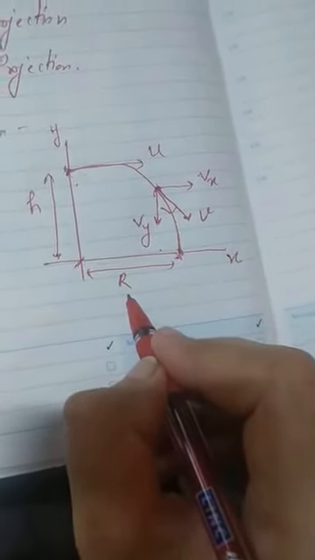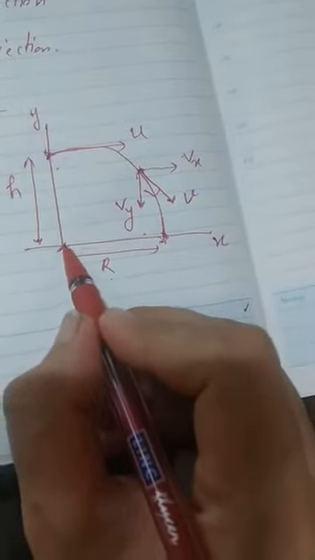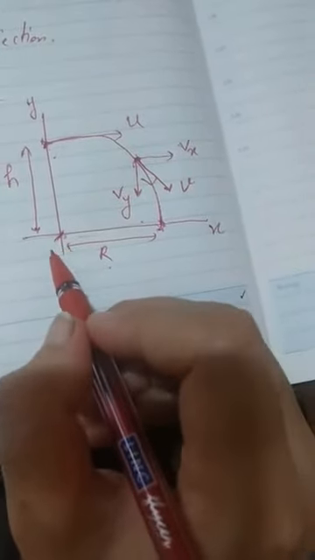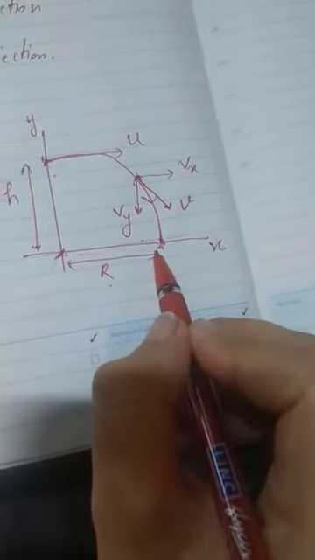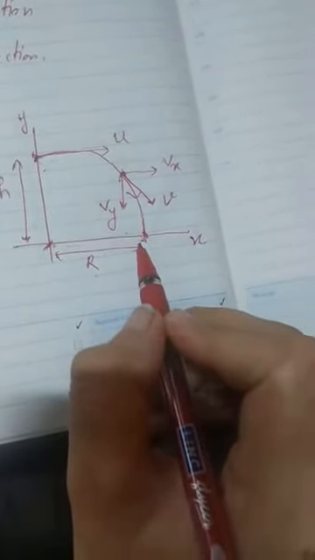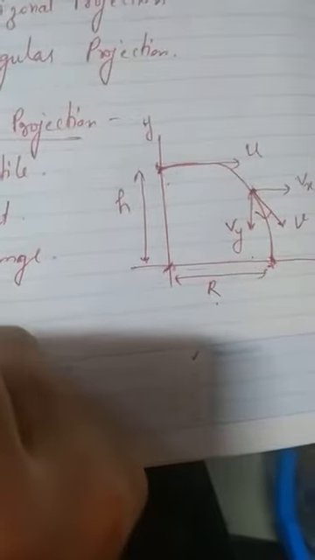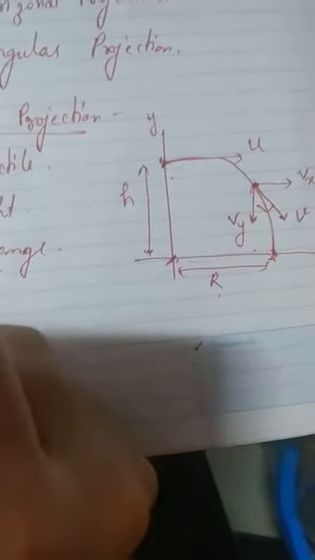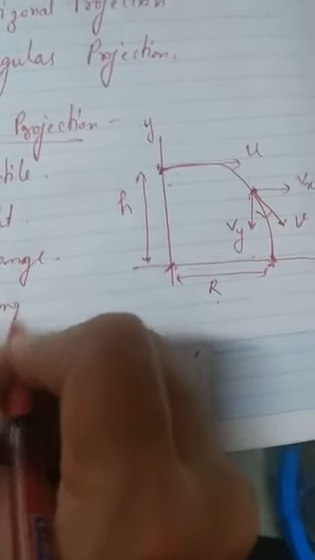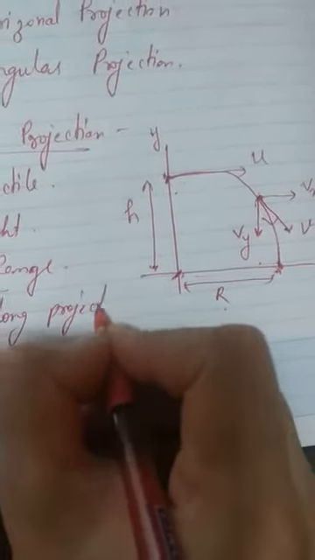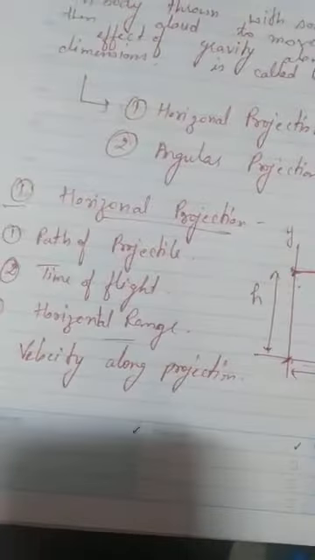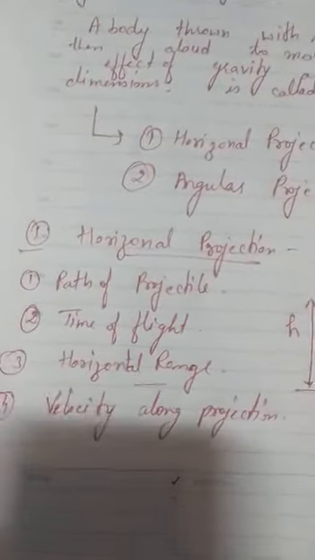This one we can denote with the r. The distance from the initial point where x and y both are 0 up to where that object will reach on the horizontal plane, that is the horizontal range. This distance is known as horizontal range. Next is the velocity along projection. During the projection, what will be the velocity of the object along x-axis, along y-axis? This velocity also we will find. These are the different terms which we will find in the horizontal projection.